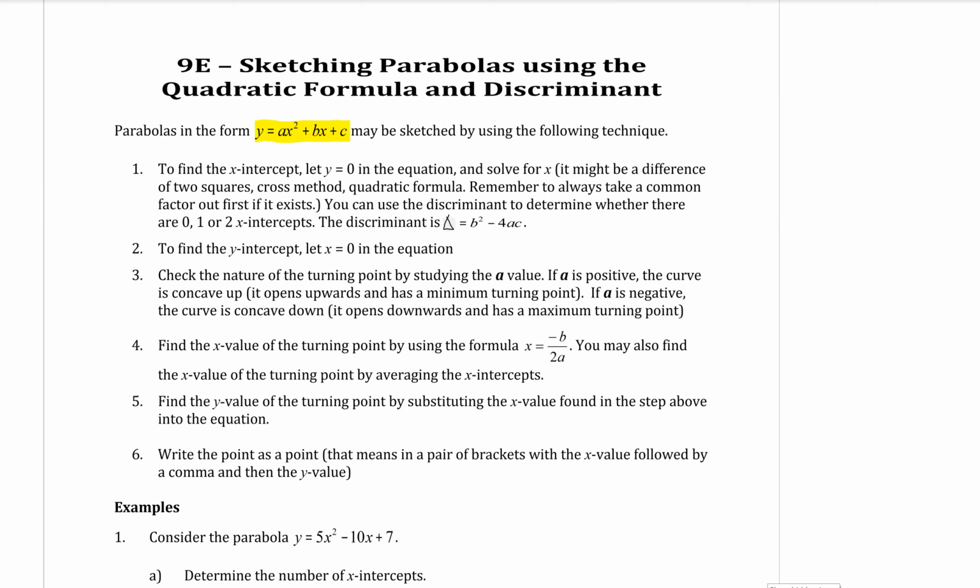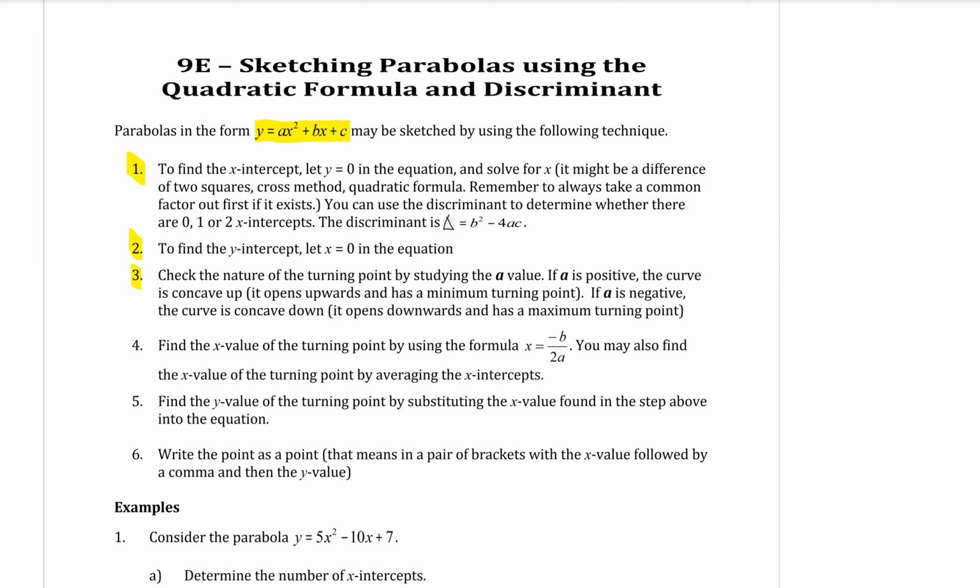Parabolas in the form y equals ax squared plus bx plus c may be sketched using the following technique. There are some steps outlined here for us. Step 1, we want to find the x-intercepts by letting y equal 0. We've done this many times before, and we want to solve for x. It might be a difference of two squares, a cross method, or the quadratic formula. We could use any of those methods, but today we're going to be focusing on the quadratic formula. Step 2, we want to find the y-intercept by substituting x equals 0 into the equation.